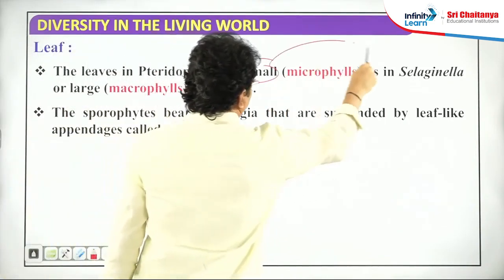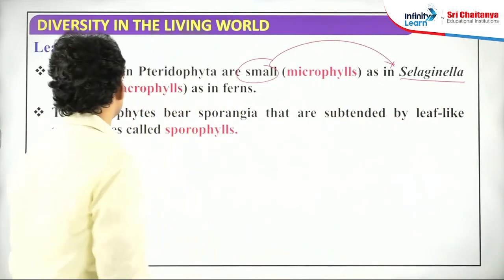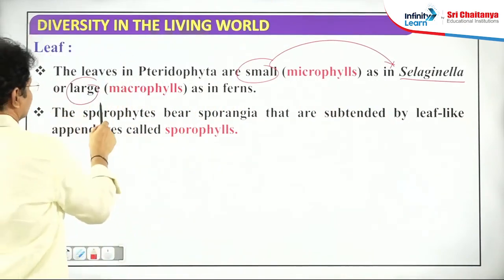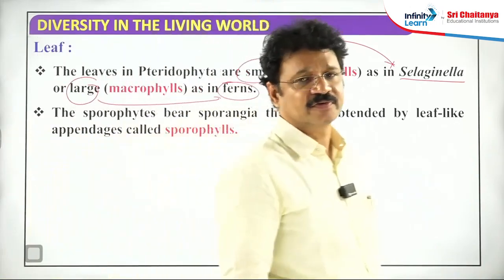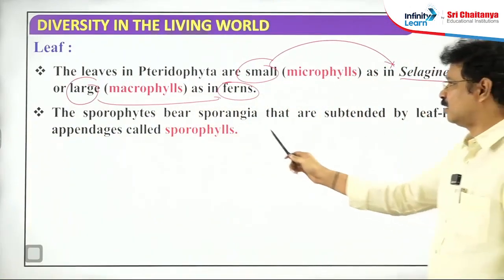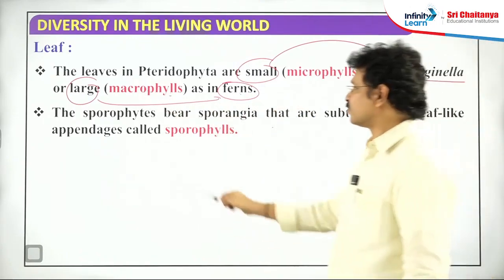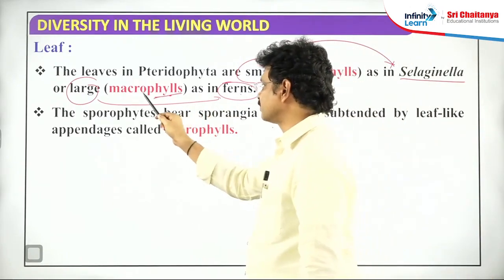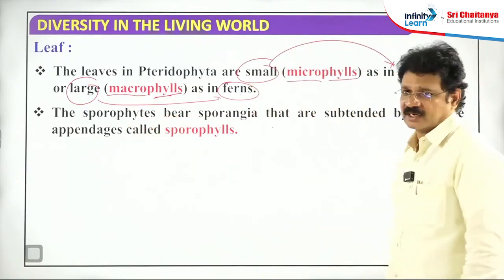Small leaves are found in the Selaginella plant. Selaginella is one of the examples for pteridophytes. But larger leaves are found in ferns. So two types of leaves are found in pteridophytes. Smaller leaves, microphylls, are found in Selaginella. Macrophylls, meaning larger leaves, are found in ferns. Phyll is the scientific name for leaf, macro means larger, micro means smaller leaves.